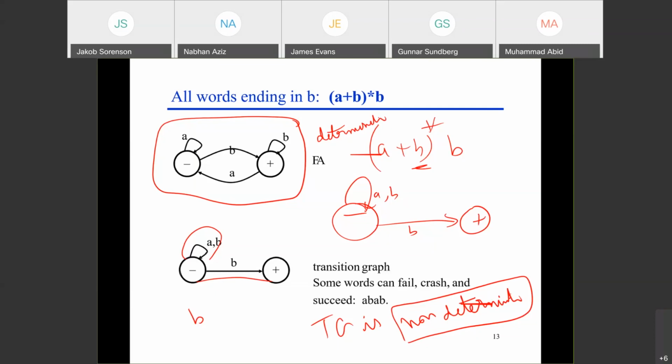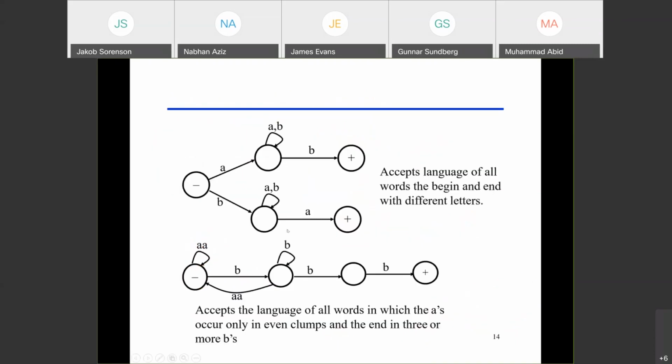Okay. Does this answer your question? Yeah, that's great. So you are perfect. It is right. This is non-deterministic. TG requires user input on how to proceed, because it can have more than one outgoing edge with the same label. So this is not a valid FA. This is just a TG. So now let's go to the next slide.